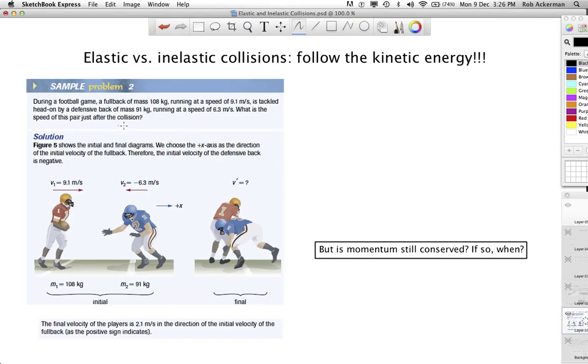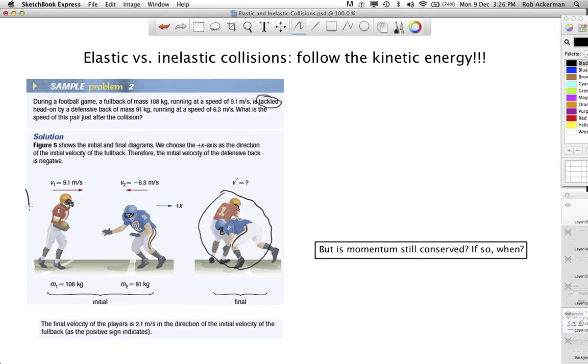Well, they don't actually say they end up running together. However, you have to know just from what they call common sense, that during a tackle, the players join together. So the textbook goes and solves this one. I'm not going to solve it for you. The solution is actually pretty straightforward.